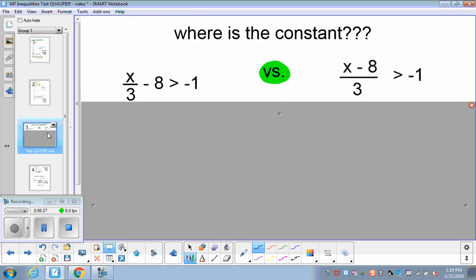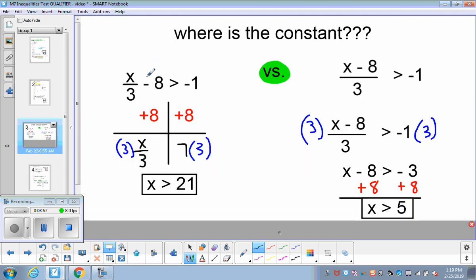I would like to take the time real quick to review the difference in these two types of problems. If you look carefully, I think you could agree that in both of these we have a denominator of 3, and in both of these we have a constant of negative 8. The question is, where is the constant? I'm going to start over here where the constant is its own separate term, versus when it is a term up here with the numerator.